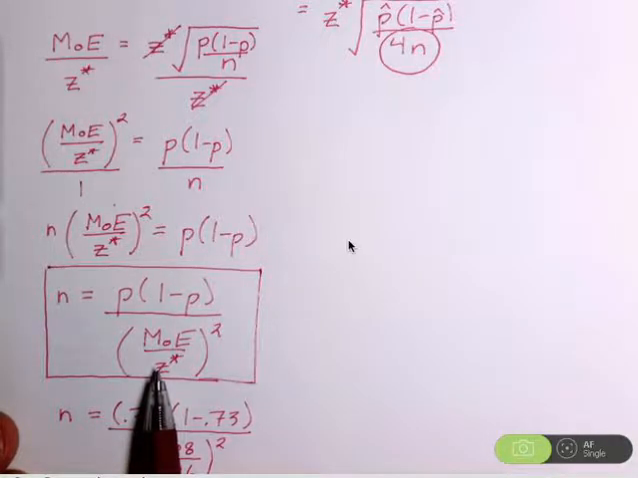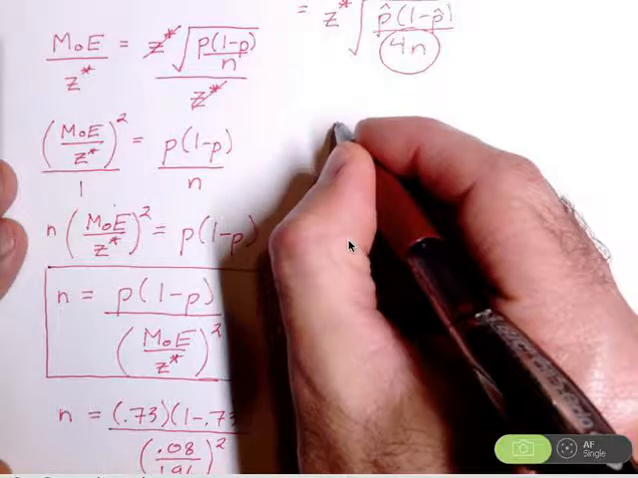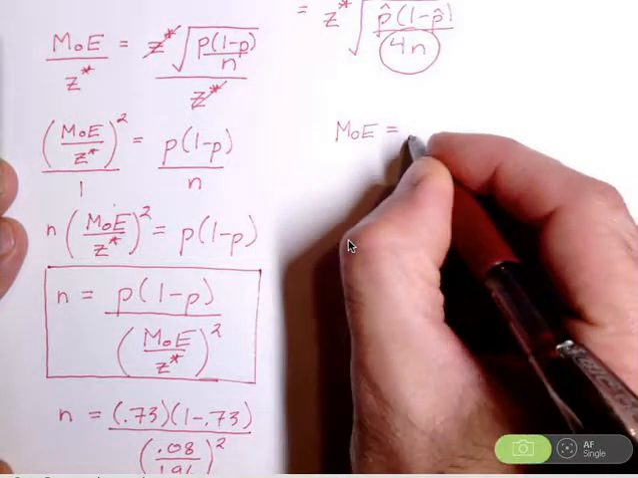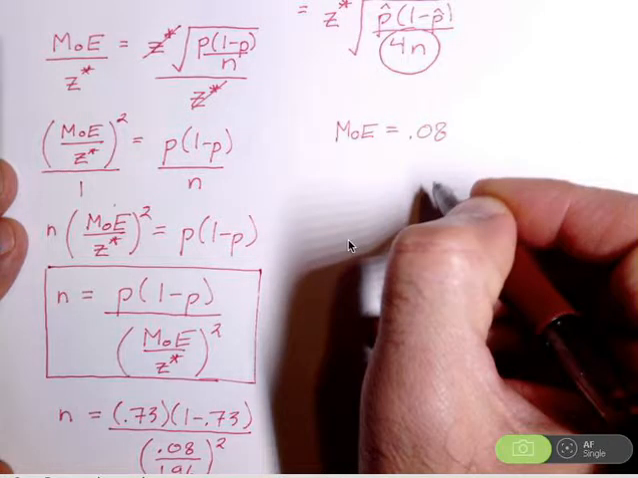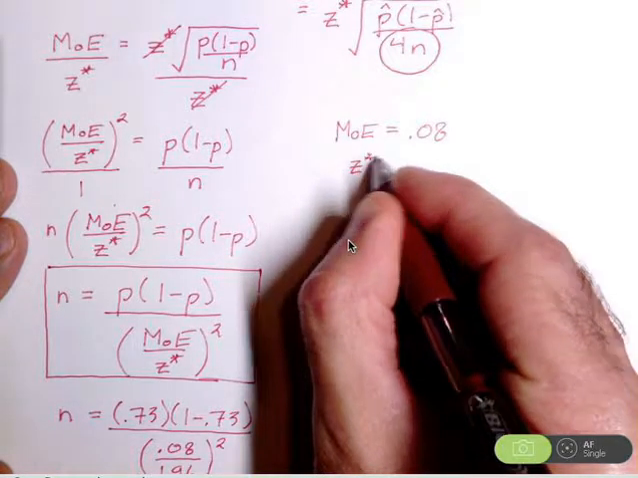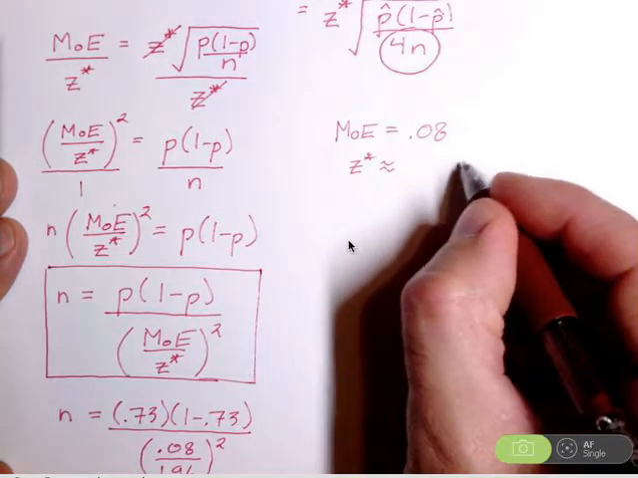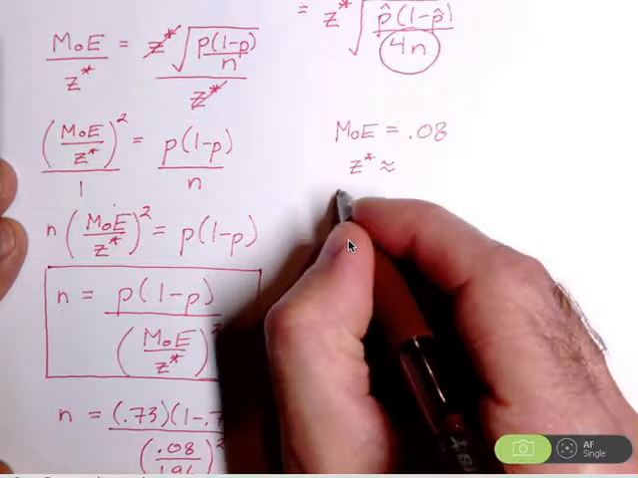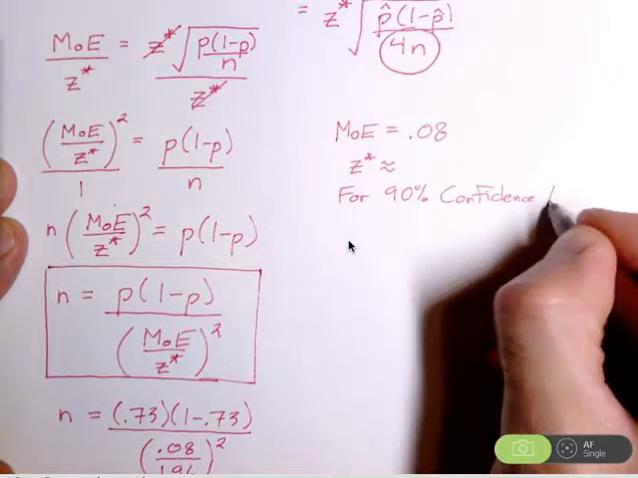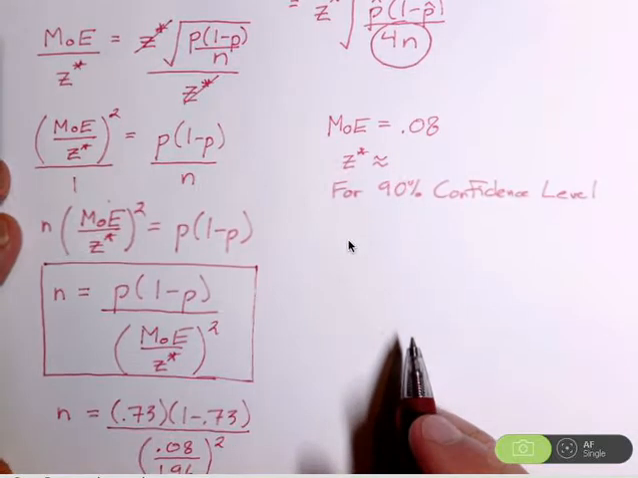So let's say instead of 95% confidence, let's lower our level of confidence to 90%. So let's set our margin of error again. Let's say we want an 8% margin of error. But let's say this time I am interested in finding the z star, whatever it will be, to give me 90% confidence. Well, let's remember what that means then.